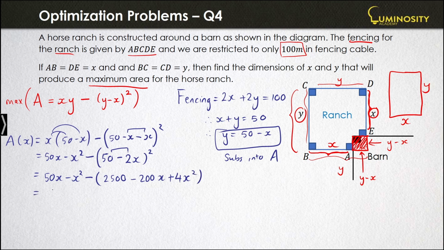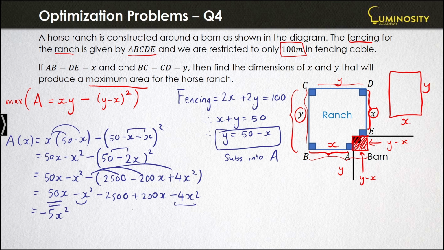If I distribute the negative sign, I have 50X minus X squared minus 2,500 plus 200X minus 4X squared. Make sure you distribute that negative sign correctly. Let's clean up like terms. Negative X squared and negative 4X squared give negative 5X squared. 50X plus 200X is plus 250X, and then minus 2,500. So that is the function of the area of the horse ranch with respect to one variable X.